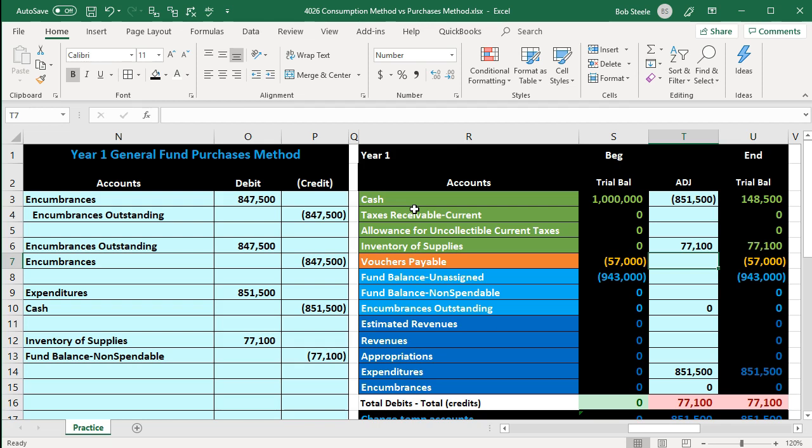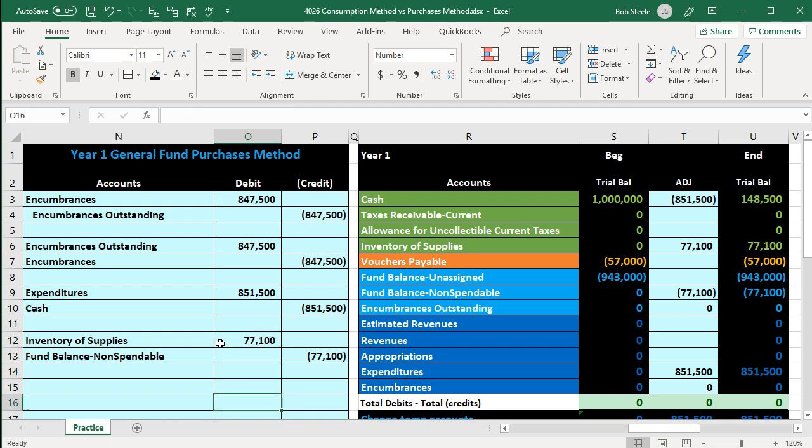And then we're going to go down to the fund balance, and we want the non-spendable in T9 equals the 77.1. So there we have it. Now these two match up just like we would expect. However, the expenditure is higher than under the prior method.